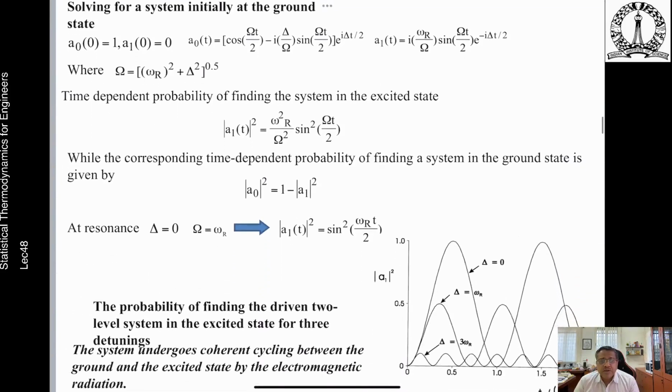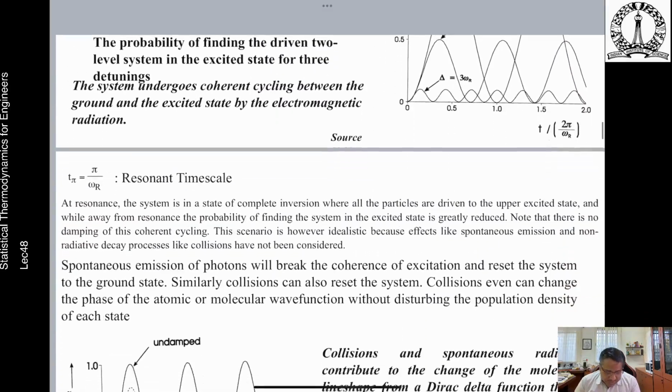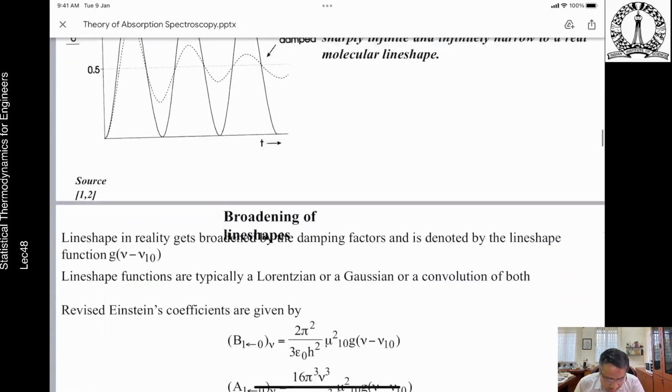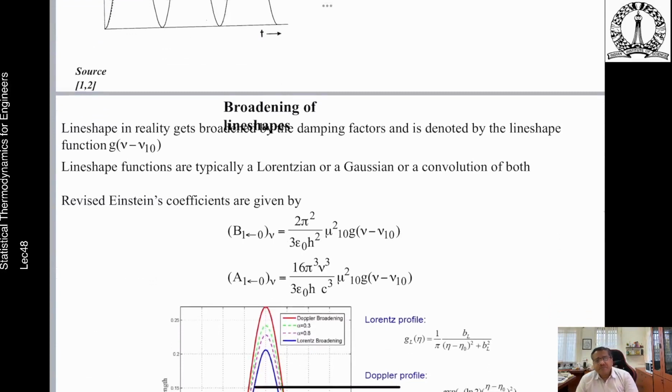We also know what the detuning frequencies and the resonant time scales are. Spontaneous emission of photons, for example, we said, will break the coherence of excitation and reset the system to the ground state. Similarly, collisions can also reset the system. Collisions can even change the phase of the atomic or molecular wave function without disturbing the population density of each of the states. We also saw that the line shape in reality gets broadened by the damping factors, and it is given by the line shape function, which we saw.